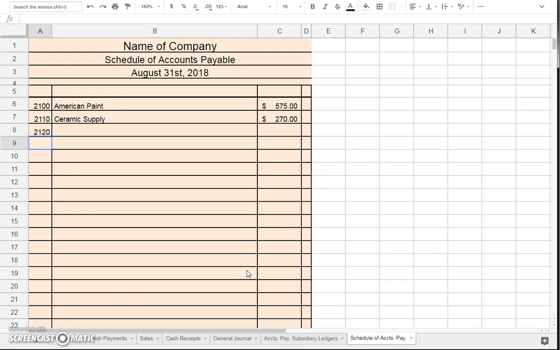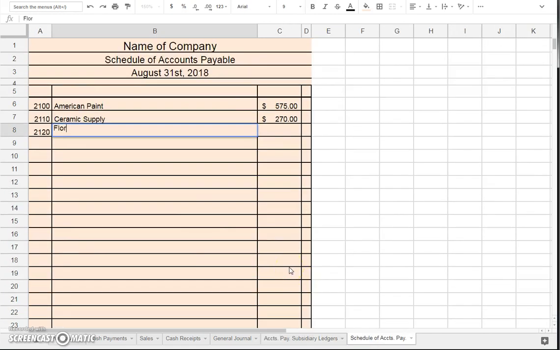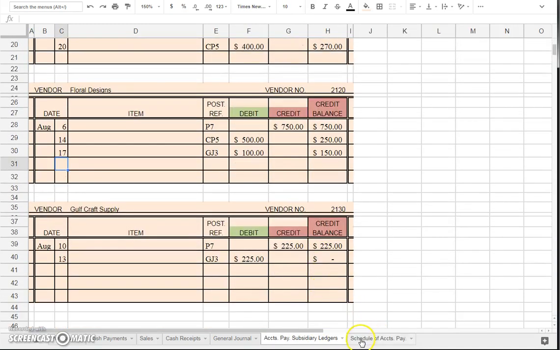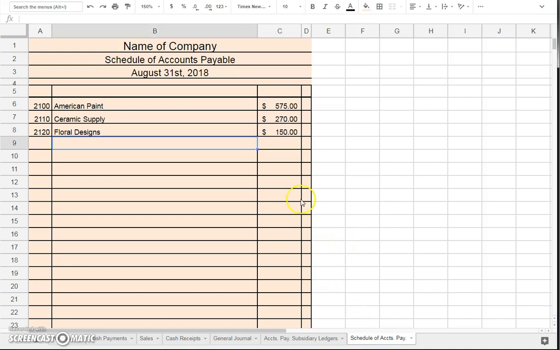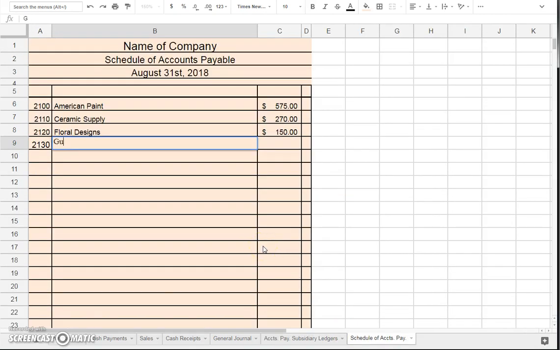2120 was Floral Designs. And Floral Designs has a balance of $150. And this last one, you can list it if you want, but it has a zero balance at the moment. So if you didn't want to list it, you wouldn't have to. I'm going to go ahead and list it, but you wouldn't have to if it has a zero balance.